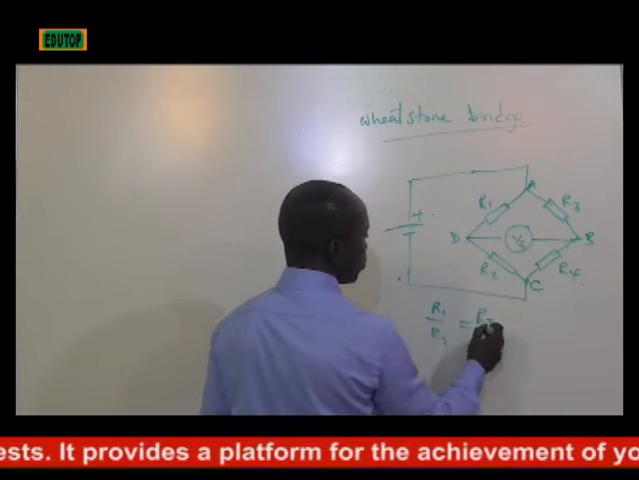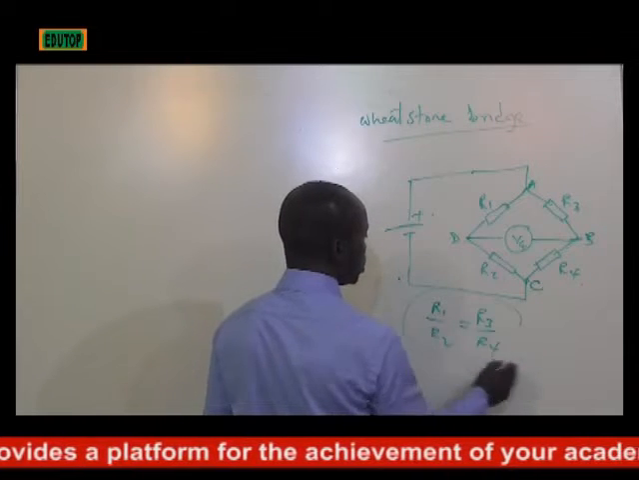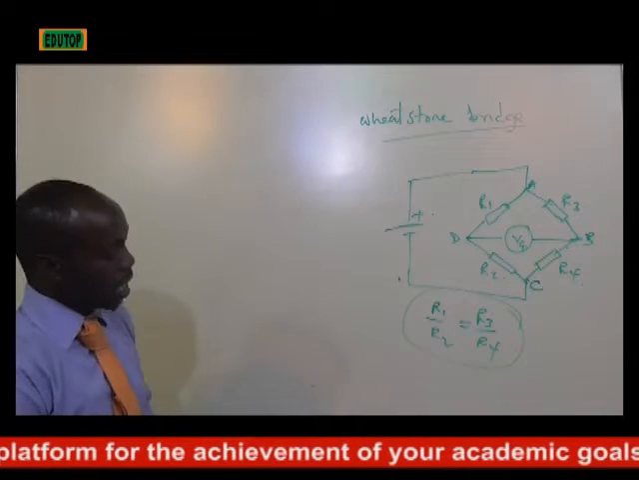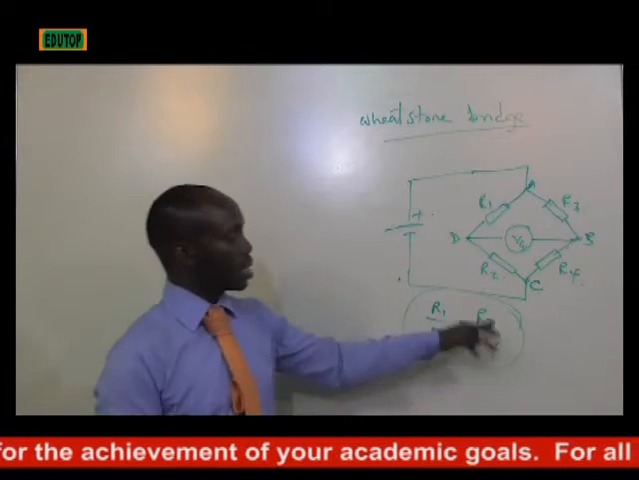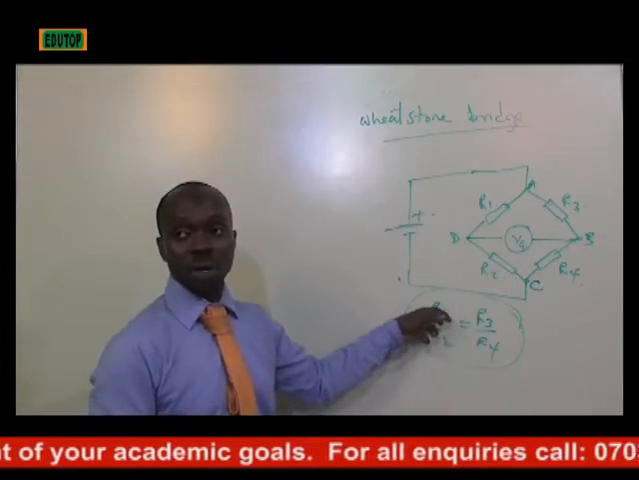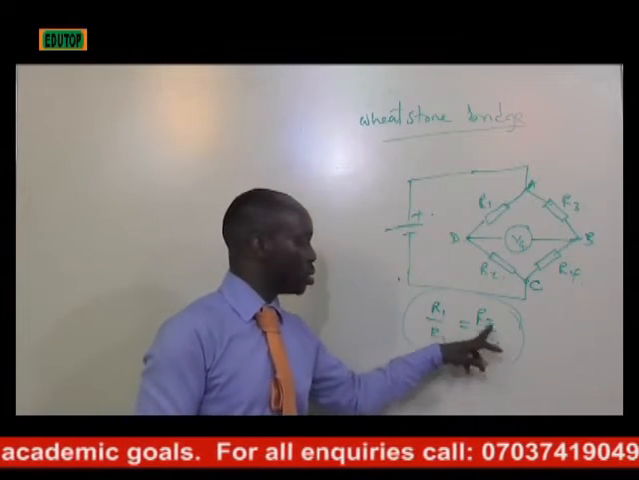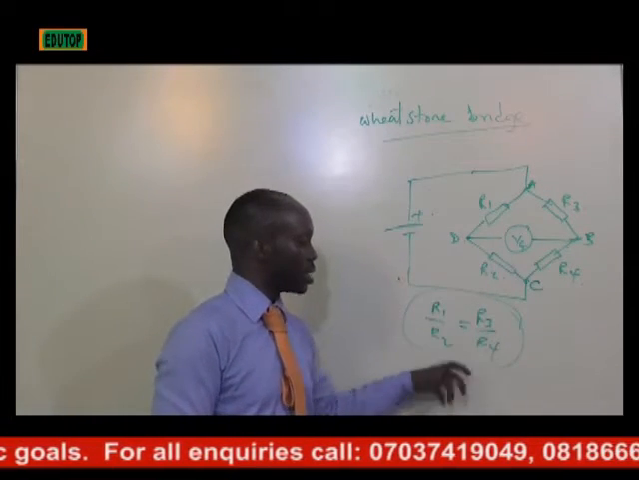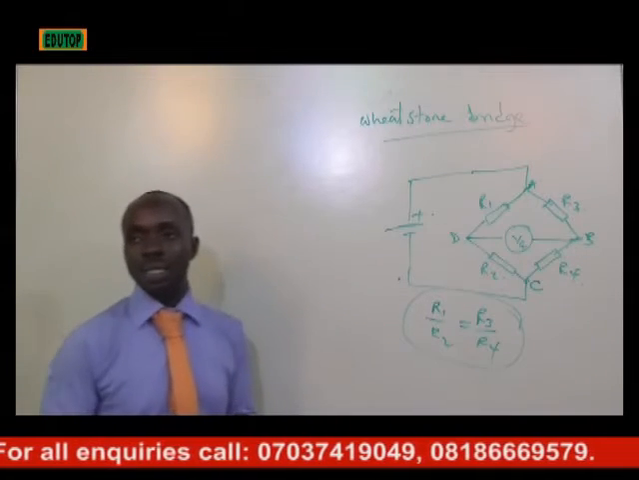R3 over R4. That's the formula you'll be using in your Wheatstone bridge. Meaning that I can decide to give you 3 different resistors. You understand? If I give you 3 different resistors, you can definitely check for the last one. If I also give you the upper 3 resistance, you can also check for the what? The lower resistance.